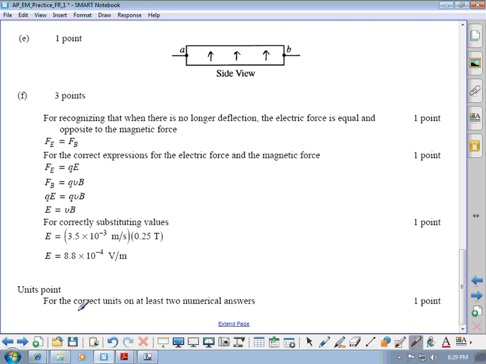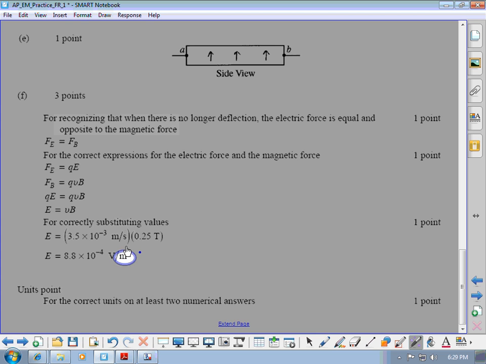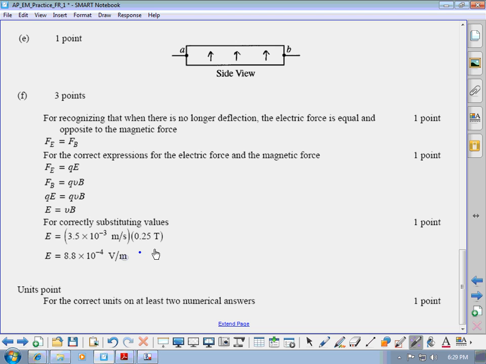For this, they wrote it as volts per meter for this unit. But if you just went through and left it as Tesla meter per second, that would be perfectly acceptable. Correct units don't have to be the fundamental units. It just has to be a correct form of the units. And now, the chief graders' scoring guidelines or comments from this.